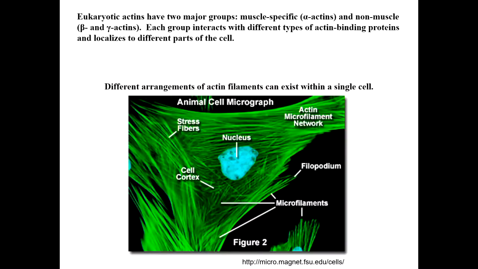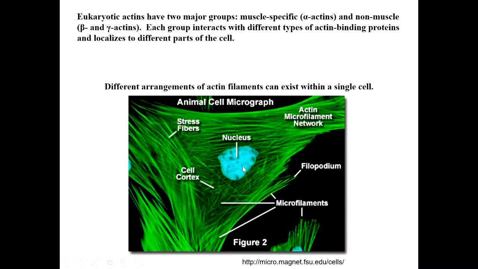All right. So actins have two major groups, alpha and beta. Alpha, beta, gamma, but they're in two different groups. Muscle-specific ones are alpha actins, and non-muscle-specific ones are beta and gamma actins. For the most part, we'll be talking about beta-gamma today, but some of the things we say will apply to alpha actins as well. Each group interacts with different types of actin-binding proteins and localizes to different parts of the cell.